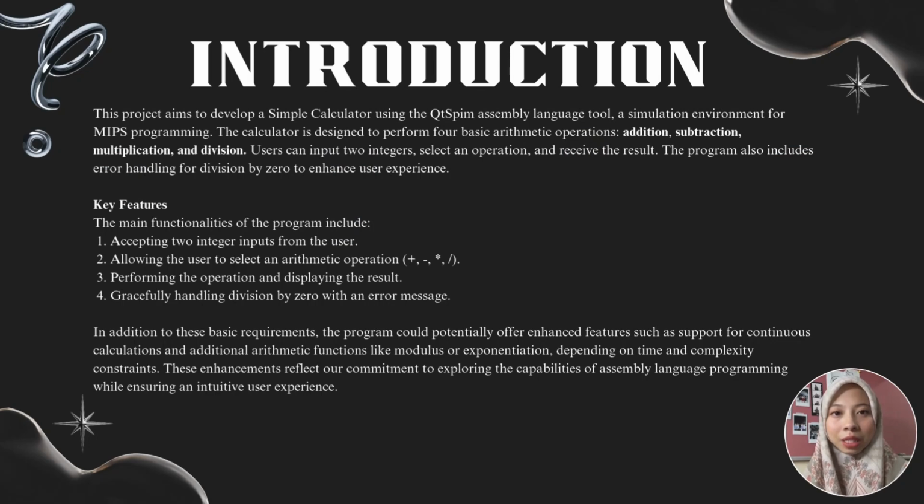Our project aims to develop a simple calculator using the QtSpim assembly language tool, a simulation environment for mixed programming. This calculator performs four basic arithmetic operations: addition, subtraction, multiplication, and division. The user can input two integers, select an operation, and receive the result. The program includes essential features such as handling division by zero gracefully by displaying an error message.